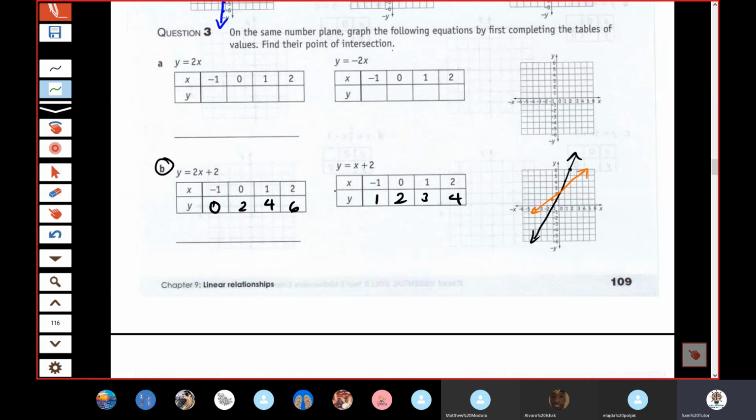Where did you find it, Cindy? Point of intersection? Look at your table. Actually, there is a point that matches. What point? Yeah, that's it. That's the point of intersection. That's where they will intersect. X is 0, y is 2. Right there.